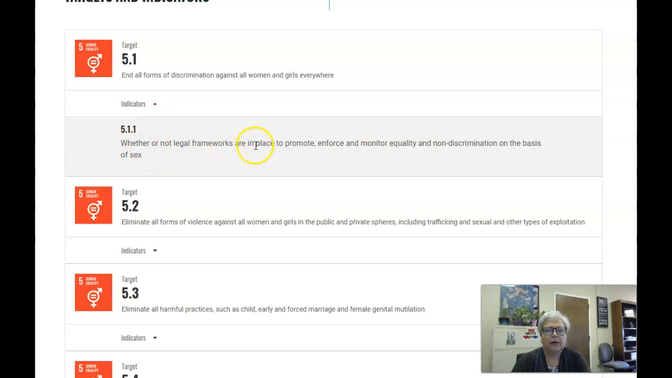Whether or not legal frameworks are in place to promote, enforce, and monitor equality and non-discrimination on the basis of sex. So that's one of the things that you could actually look for. And the reason these targets are important, you're going to get some of your research terms that you need to look for when you're looking.